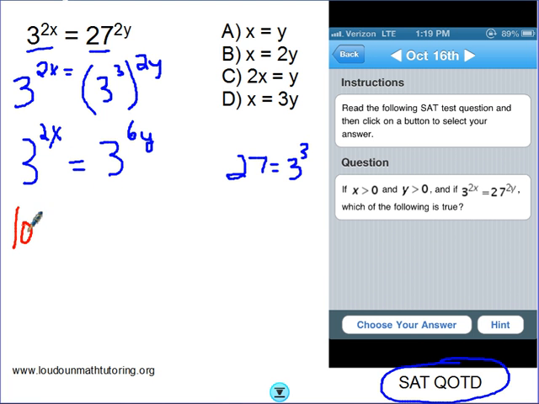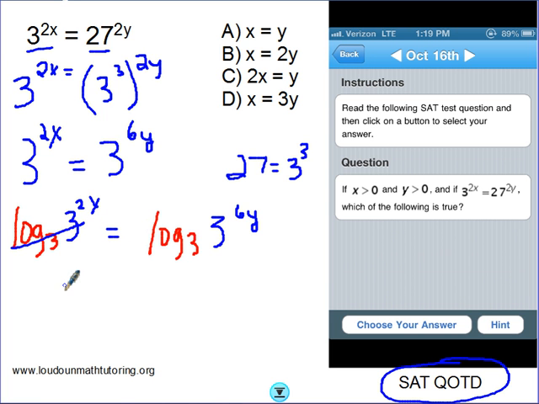So what we're going to do is take log base 3 of the left-hand side. Since it's an equation, let's do log base 3 of the right-hand side. Okay, so we're doing log base 3 of 3 to the 2x. That's equal to log base 3 of 3 to the 6y. As I noted, log base 3 and base 3 are inverses of one another, so those end up canceling. You end up with a 2x on the left-hand side. Log base 3 and base 3 are inverses. You end up with a 6y.